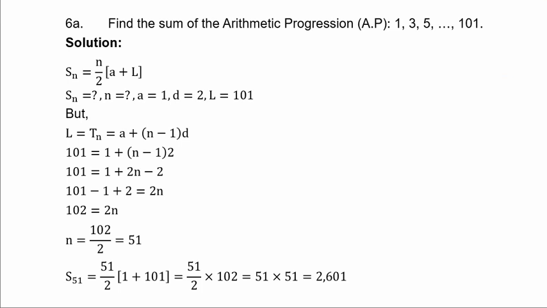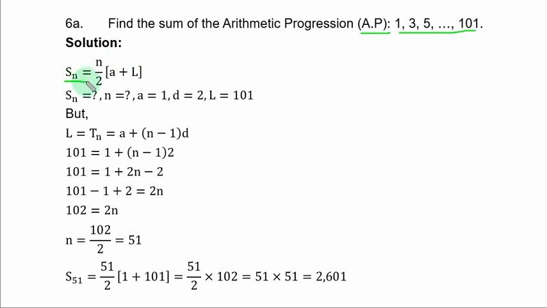Question 6a. Find the sum of the arithmetic progression AP. The progression is 1, 3, 5, and the last term is 101. To find the sum of terms of an AP, we have two formulas. One uses the first term and common difference, and the second uses the first term and last term. The two can be used here, but let's go with the one that uses the first term and last term.